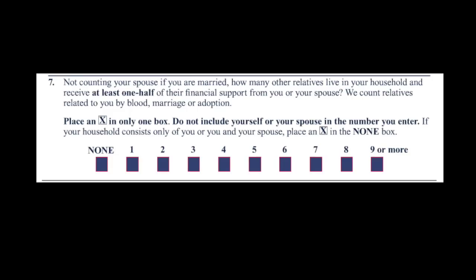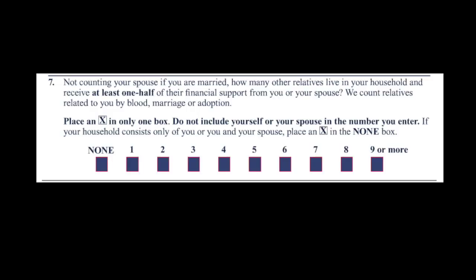Question 7 is often confusing. It is trying to understand how many people live in the household. The individual and the spouse are not counted in this number. If it is just the two of them, or just an individual, you would put an X in the none box. If they have a relative living in their household, receiving financial support from the applicant or from the applicant's spouse, you would count how many people there are.